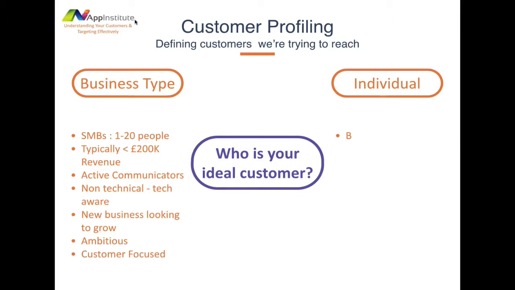Active communicators, this means that they're already using social media platforms, they're using Twitter and Facebook to communicate with their customers, so they're really used to this digital environment and this channel. They're sending emails out and they're really on board. They're non-technical but tech-aware, so they may not have the ability to build a website, but they're certainly aware of the potential that a website will bring to them, or a mobile app.